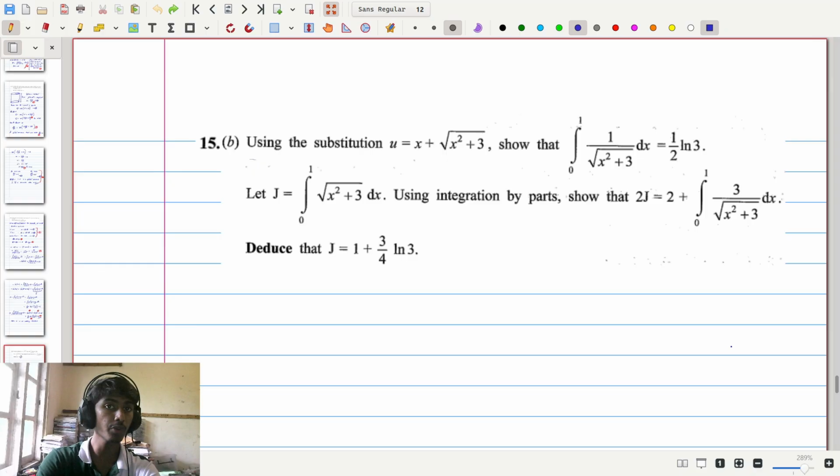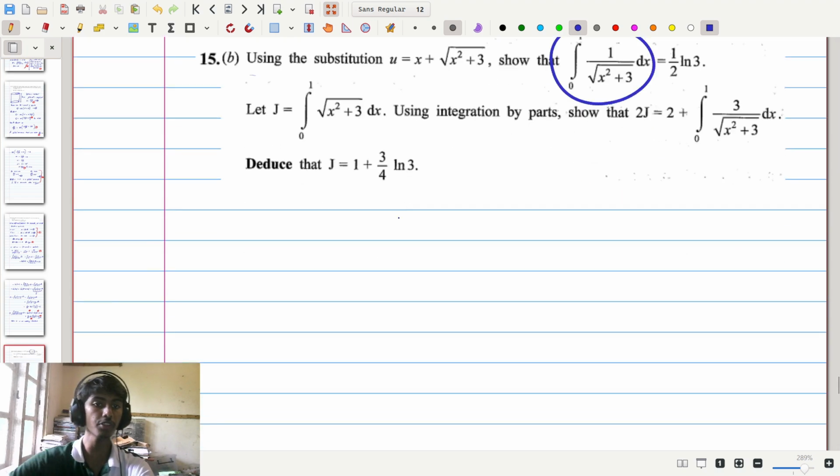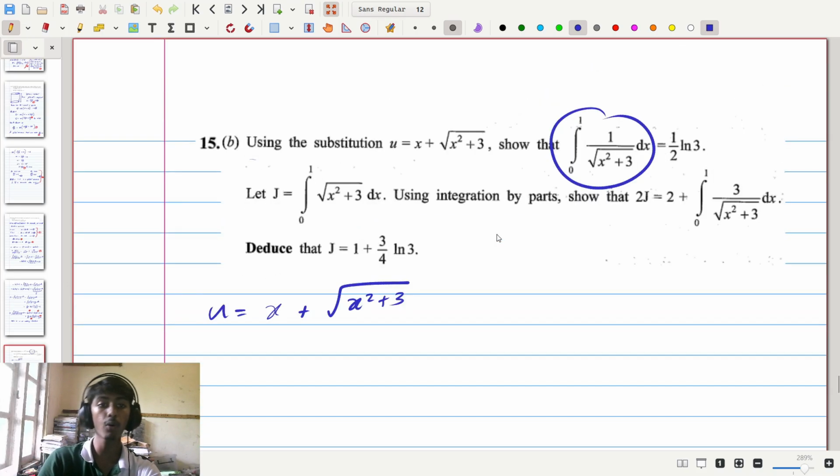Now, to start off with this question, the first thing we need to do is use this substitution to turn this integral into an integral in terms of u and du. So considering this, we can first write out the substitution, which is u equals x plus the square root of x squared plus 3.